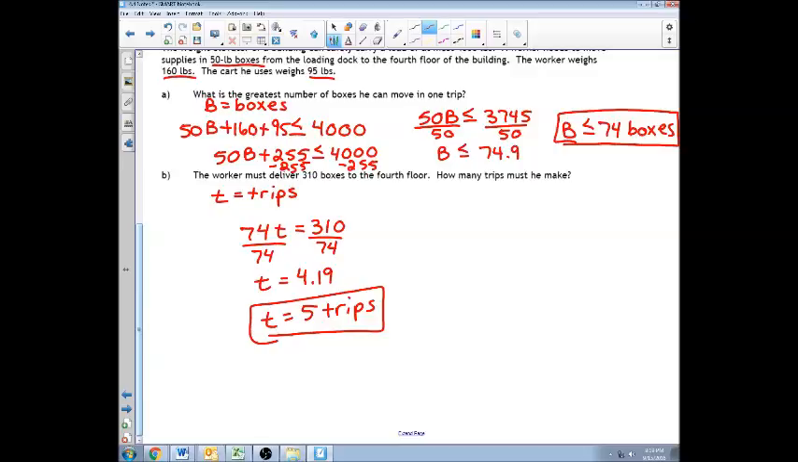That is the end of our lesson. The most important thing to remember here is that when we are solving multi-step inequalities, it is the same thing as solving multi-step equations. Remember that if you multiply or divide by a negative number, you are going to flip your inequality sign.